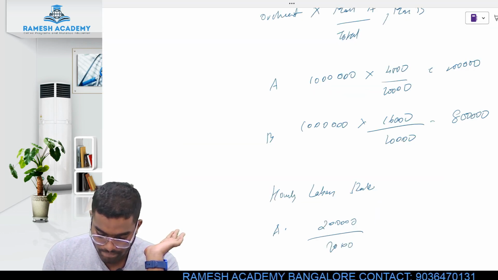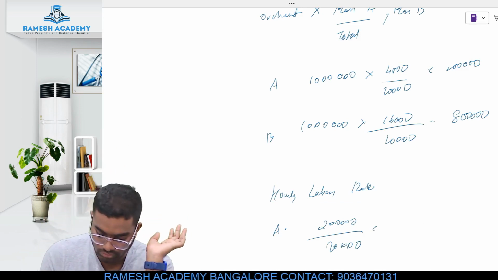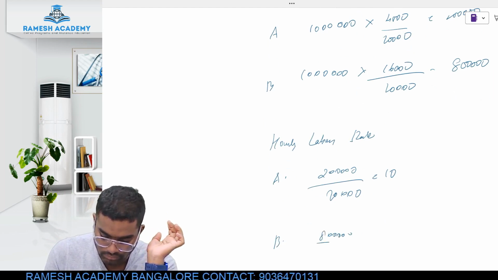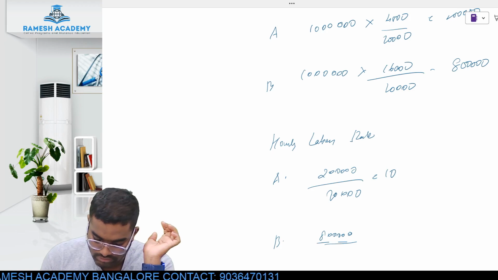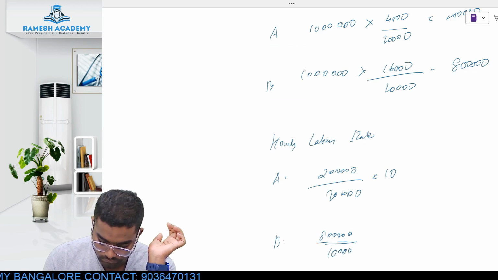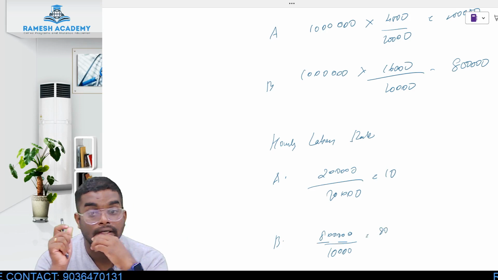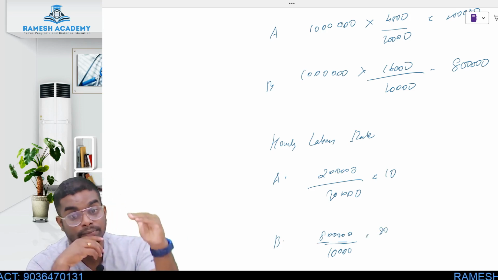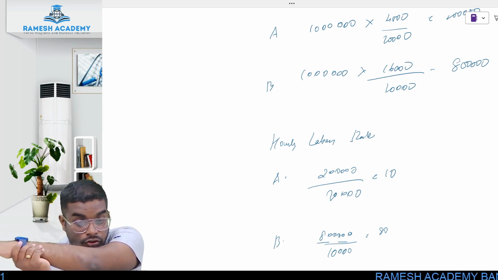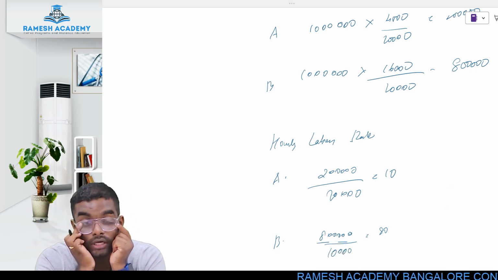Understood? So total cost is 2 lakh and total hours is 20,000. So it will be 10. In case of B, it is 8 lakh and the hours is 10,000. So 8 lakh divided by 10,000. So it is 80. Understood? Now if deluxe comes in A, 10 rupees will be added if one labor hour is worked, and if it goes to B, it is 80. Understood? So I hope you have understood.